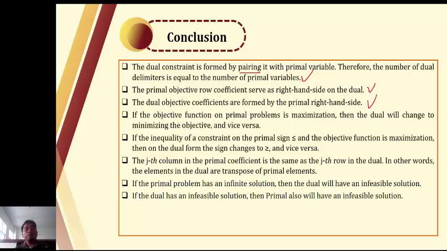If the objective function of the primal problem is maximization, then the dual should be changed to minimization, and vice versa. If the inequality of the constraint is less than or equal to in the primal, it should be greater than or equal to in the dual, and vice versa. The jth column in the primal coefficients is the same as the jth row in the dual. In other words, the elements in the dual are transposed, like I showed in the previous slide. It is the transpose of the primal elements. If the primal problem has an unbounded solution, then the dual will have an infeasible solution. If the dual has an infeasible solution, then the primal also will have an infeasible solution.